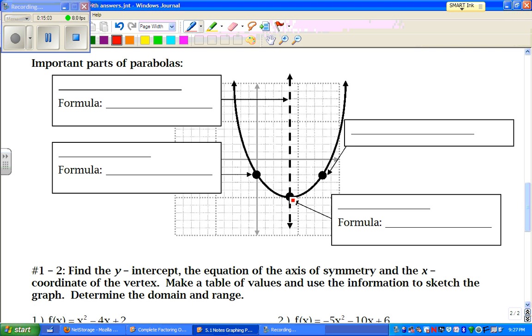Alright, so let's go to the bottom right here. This bottom part right here, what's that called? You got it. It's called the vertex. And the formula for it is x equals the opposite of b over 2a. Alright, this point over here, this one is called the y-intercept. Okay, how do you find the y-intercept? You put in 0 for x. And we said that's going to be the point 0 and c.